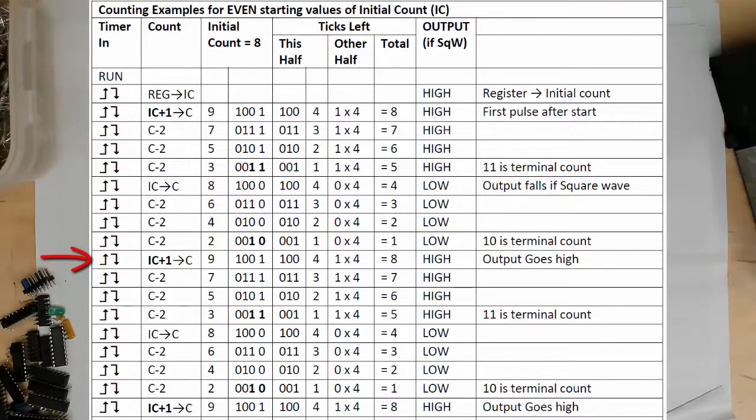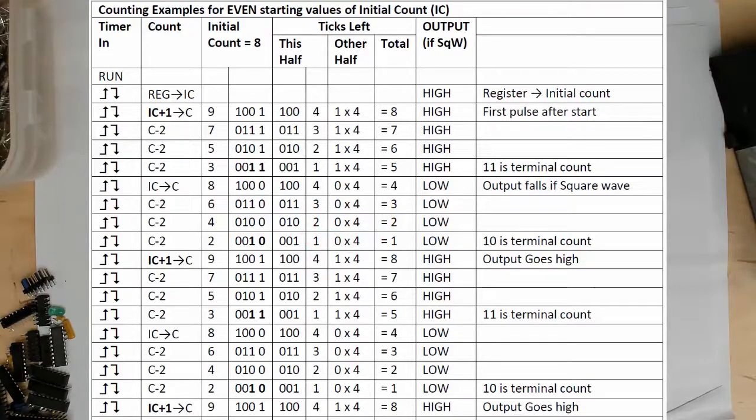moved the initial count plus 1 into the counter. That least significant bit is now a 1 because that's the flag. It tells us we're back into the first half. And again, we have a count of 4 in this half, 1 in the other half for a total of 8 ticks left. And the output has gone high. And we're to the point where we can just repeat that.